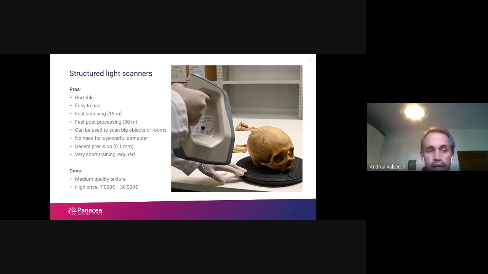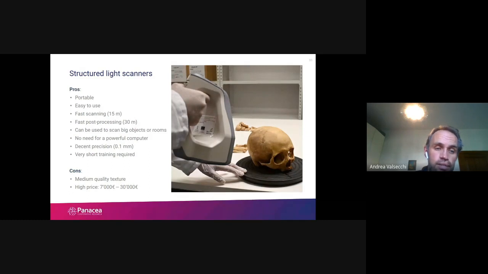The cons are that the texture is not that good. It's usually not photorealistic. It's still going to look okay. You're going to see the right colors, but it's not going to look like a photo. You will not get confused and think that it's a completely real object, as you would with a picture. But the main disadvantage is the price. Typical range would be 7,000 to 30,000 euros or dollars.